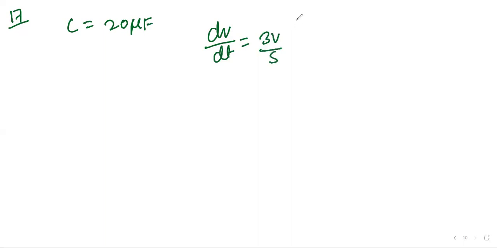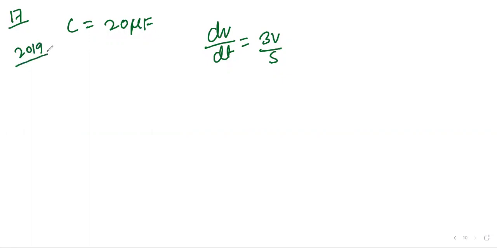Now see the next sum. Question number 17. A parallel plate capacitor of capacitance C is equal to 20 microfarad is being charged by a voltage source whose potential is changing at the rate, so potential changing means dV by dt, it is given by 3 volt per second. The conduction current through the connecting wire and the displacement current of the plate capacitor will be. It is asked in 2019.